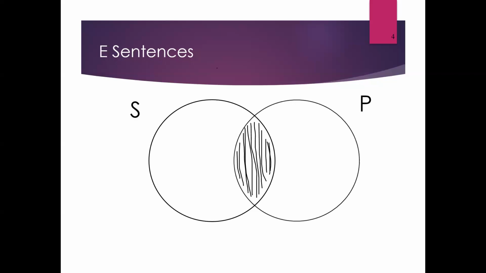We can represent E sentences by shading the interlocking portion. So E sentences say no S's are P's. So that means there's nothing that exists in that interlocking area. So, for example, no cat is a reptile could be represented this way. If we have cats on the left and reptiles on the right, we shade in that interlocking area to represent the idea that there's nothing that exists there that fits in both of those categories.